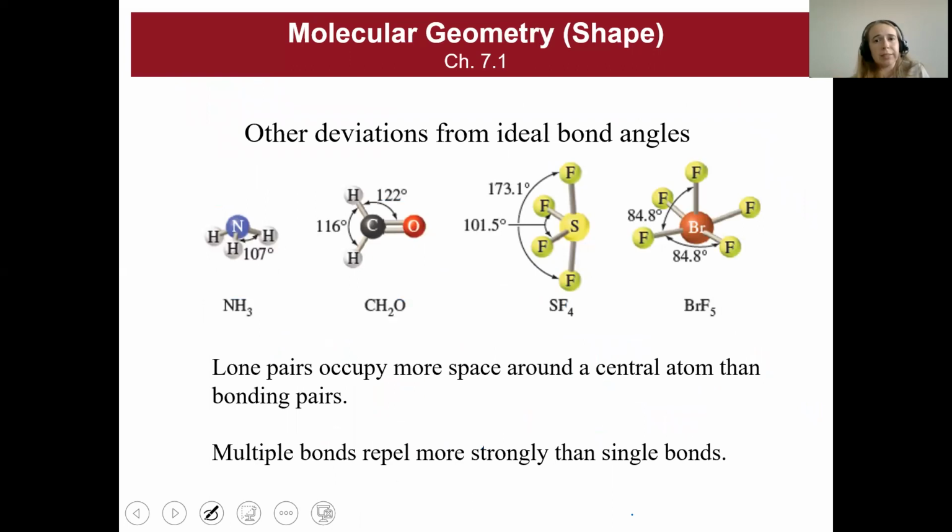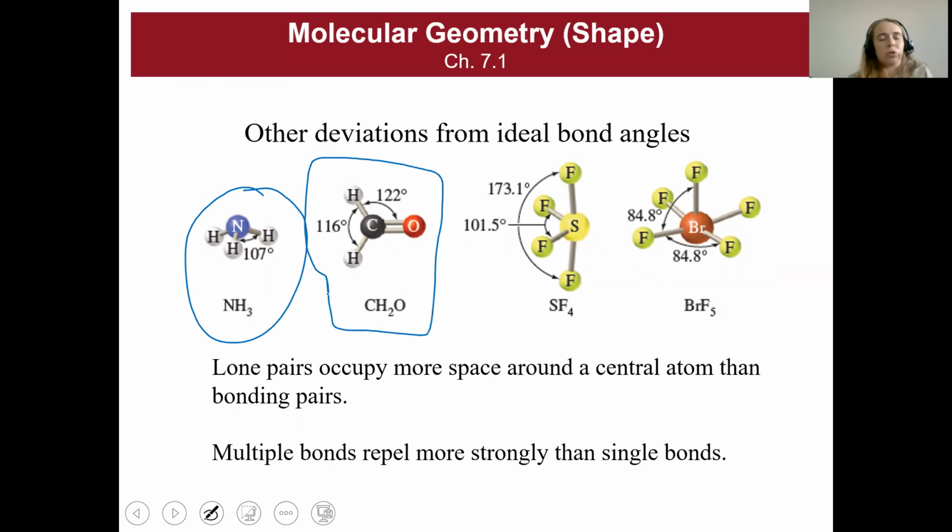There are other deviations as well from these ideal bond angles. So here's the one for ammonia again. We also have a deviation when we draw this little molecule. So this guy is formaldehyde. You don't need to know that, but this is formaldehyde, and it appears to have a trigonal planar shape, but this angle between the oxygen and so the carbon-oxygen bond and the carbon-hydrogen bonds is bigger than 122, or bigger than 120.